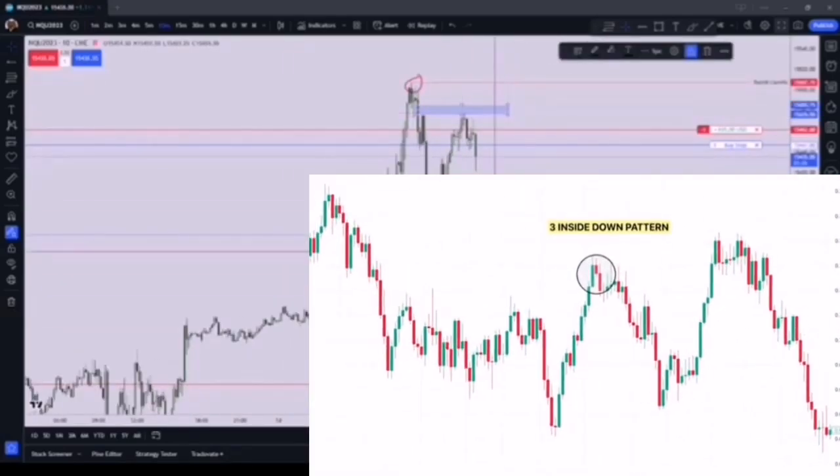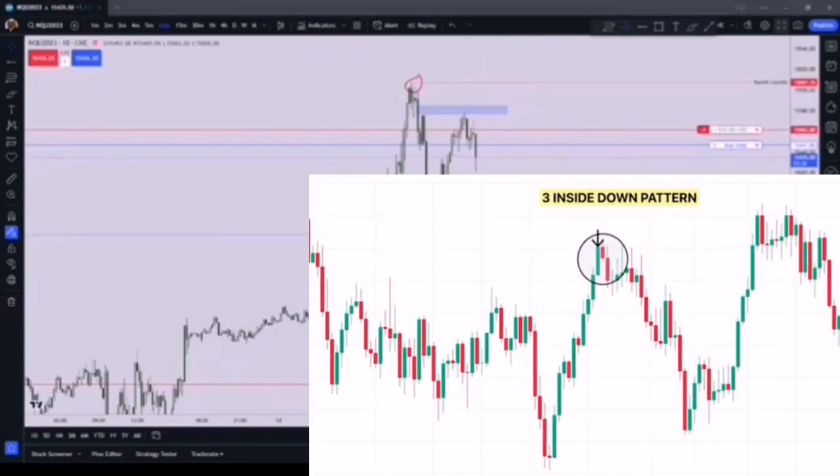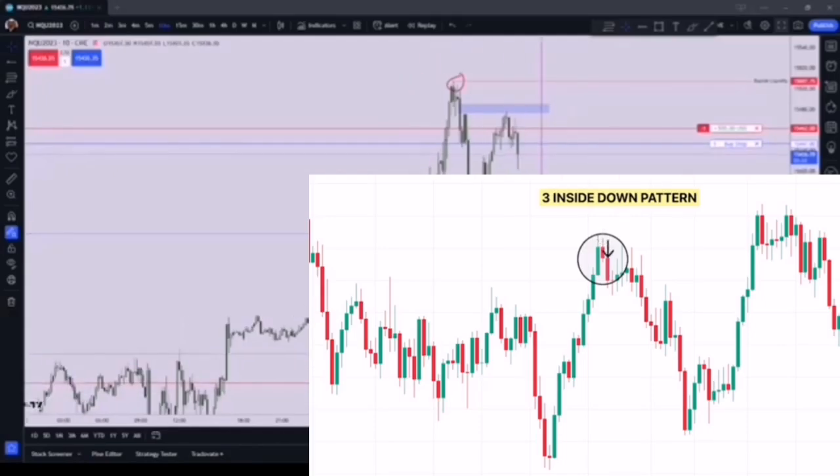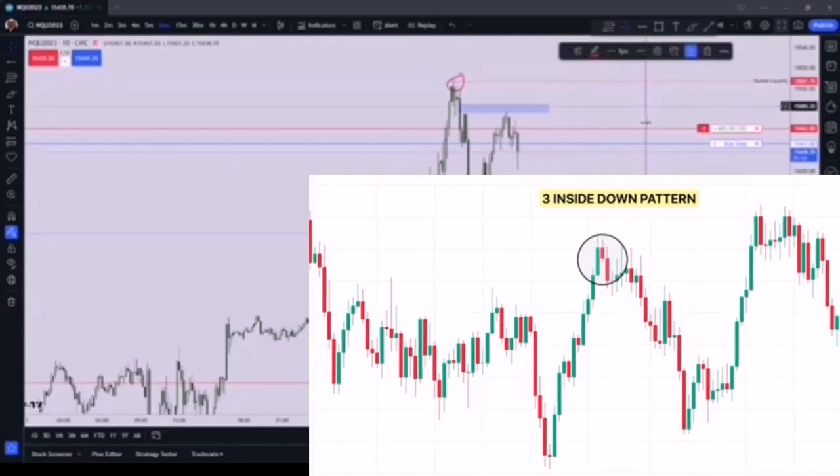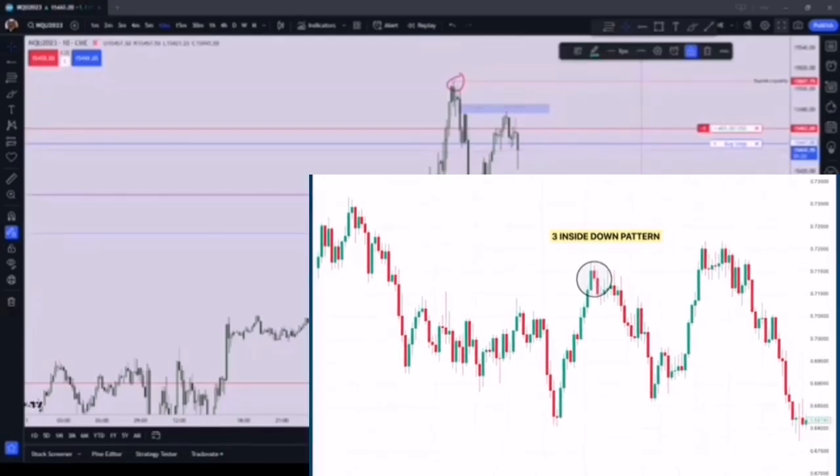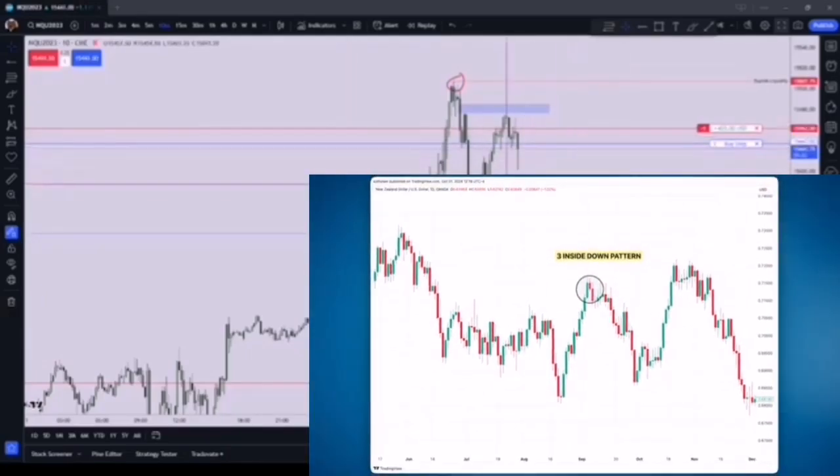We have a big green candle, which marks a new 2-month high, followed by a smaller red candle, and then a larger red candle that closes below the open of the first candle. Now you can see here that it doesn't immediately break down. It consolidates for a few days, which still represents indecision.